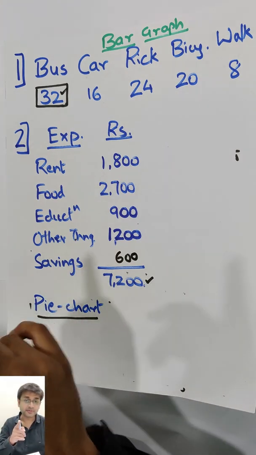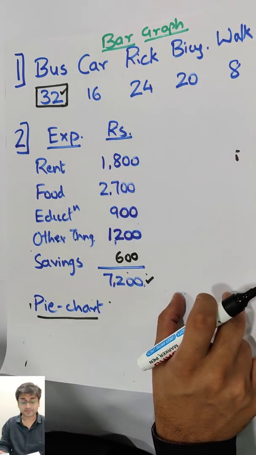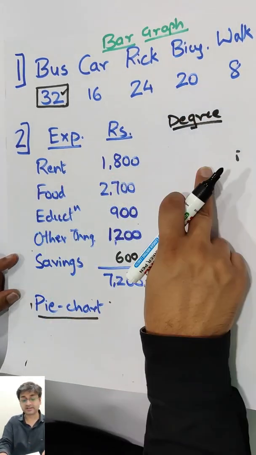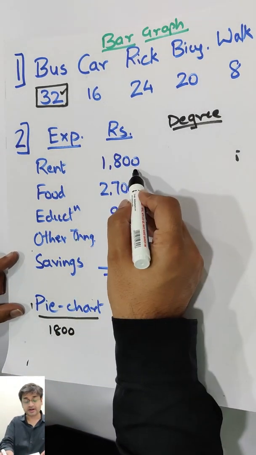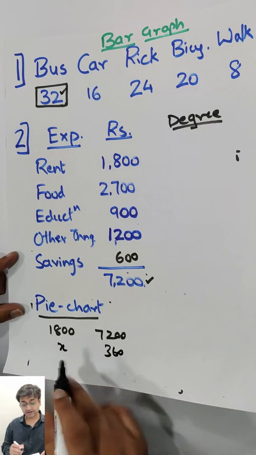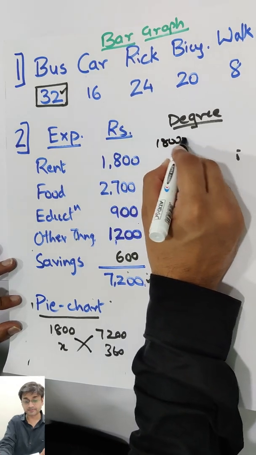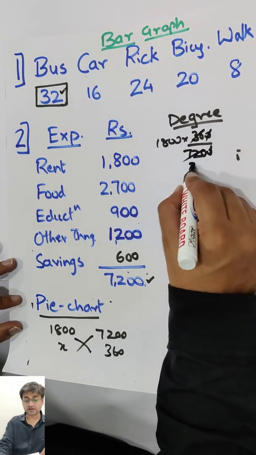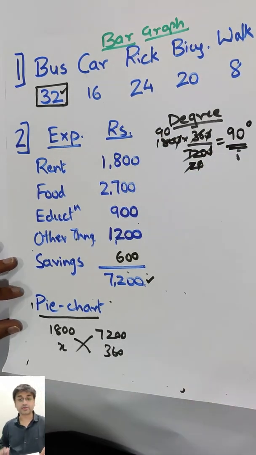That becomes his savings. Now you'll have to convert this into degrees so that the entire circle can be broken into parts. Full circle how many degrees? 360 degrees. So when you total all these degrees, it will become 360. So how to work this out? So here I need degree for each item. That is rent, how many degrees, food, how many degrees. So let's use the basic unitary method. 1800 on 7200. Total degree of the circle 360. So how many degrees should I give for the rent part? Cross multiply. So it's going to be 1800 into 360 upon 7200, correct? So it's going to be 90 degrees. Don't forget to put the degree mark.